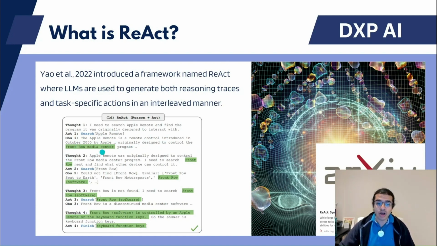Based on that observation, it starts thinking again and saying the Apple Remote was originally designed to control the Front Row media center, and then it searches for Front Row. When it can't find anything, it starts again, rethinking based on the observation that it couldn't find anything. So it starts thinking of other things like Front Row, and then between brackets, software, and starts searching for that until it finds the actual answer. And that's really the whole idea of ReAct. It's that continuous interleaving between tasks and observations, and then based on that, taking action.